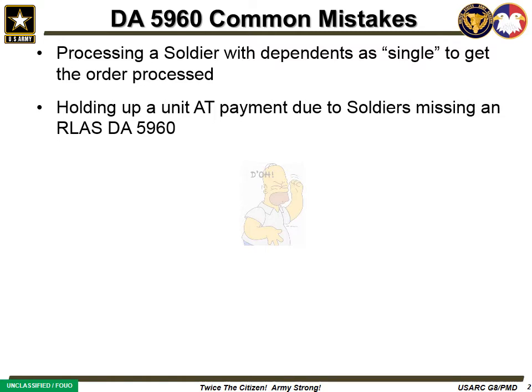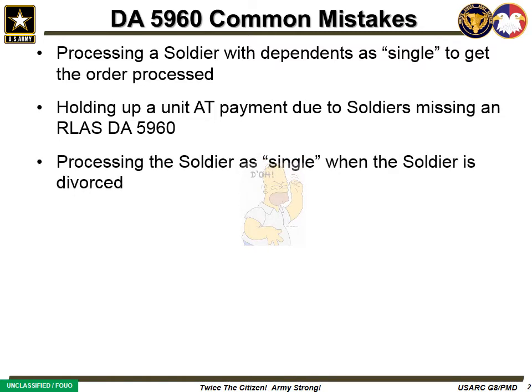Third mistake: processing a DA Form 5960 as single when the soldier is divorced. Although single soldiers and divorced soldiers with no other dependents receive the same rate of BAH, all dependency status changes must be documented accurately on the DA Form 5960 for two important reasons.